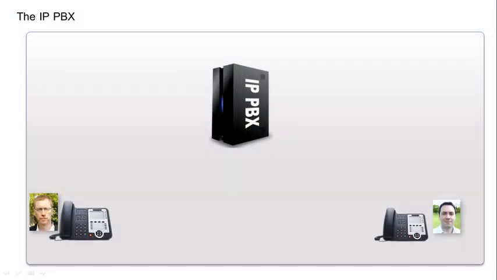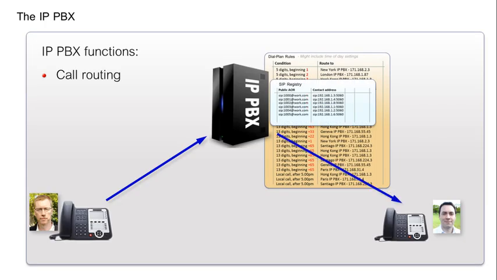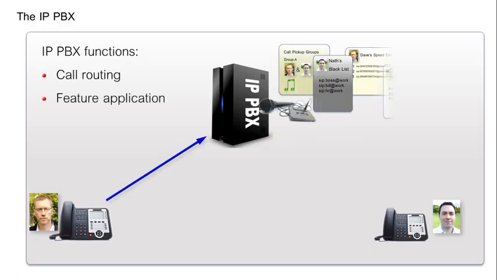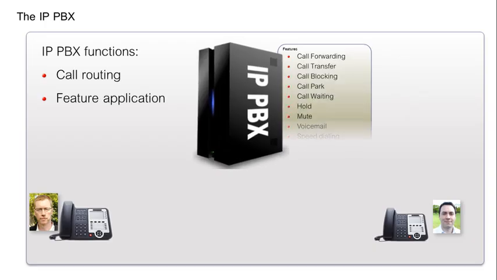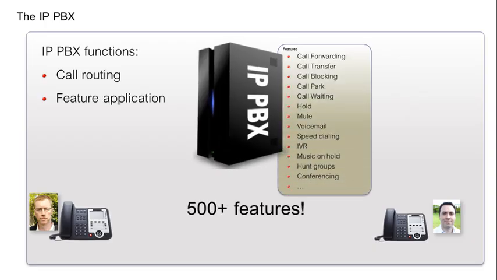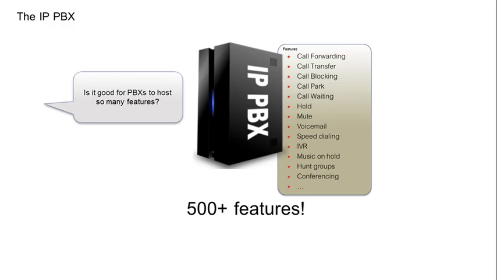Over the last few lessons, we've seen how the IP-PBX performs two key roles in the enterprise network. It manages call routing through dial plans, routing rules and location, and it applies features. Now, over time, the features offered have evolved and grown beyond measure, some now with over 500 different features. Amazing! But, amazing as it is, some would argue that hundreds of self-contained features is not necessarily a good thing.